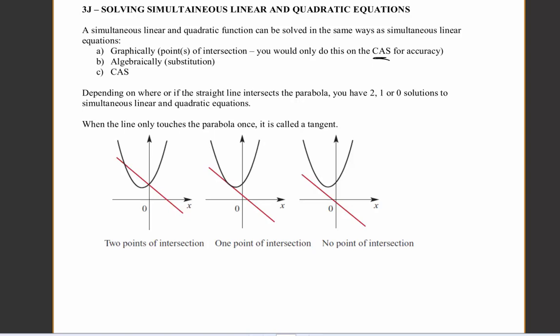So depending on where or if the straight line intersects the parabola, we can have basically three scenarios: 2, 1, or 0 solutions. How does that work? Well, what can happen is that we get this situation here, 2 points of intersection. So the linear function goes through and cuts the parabola twice, and it will only ever be a maximum of twice. You get this thing where the parabola runs along, nicks it, and then keeps going. So that's one intersection. It's called the tangent. Or the linear function could actually just miss the parabola altogether. So you get no point of intersection.